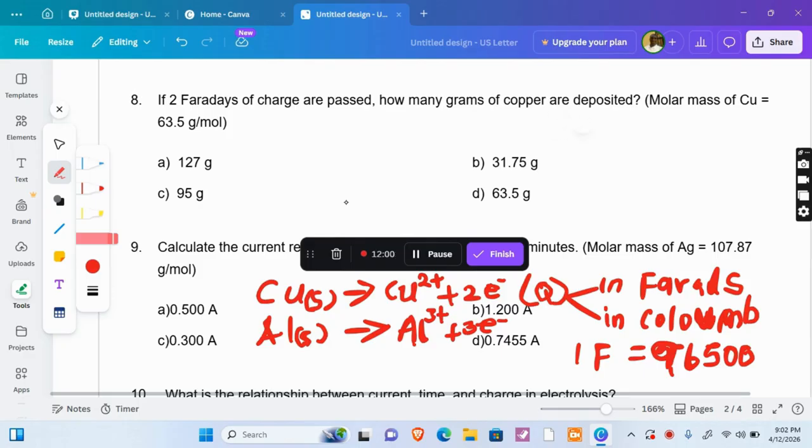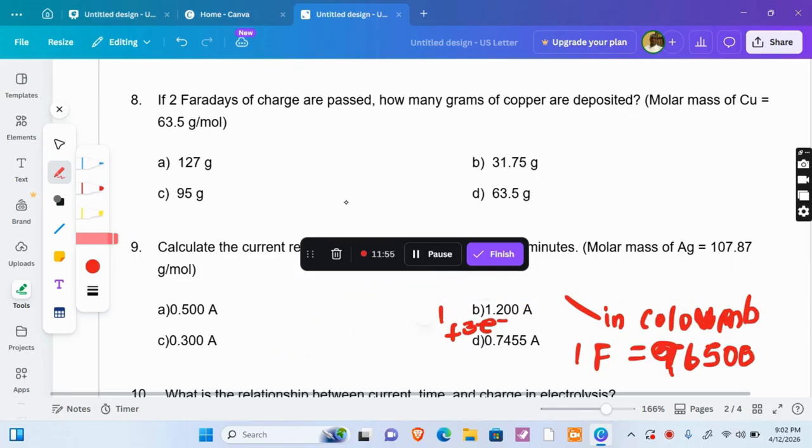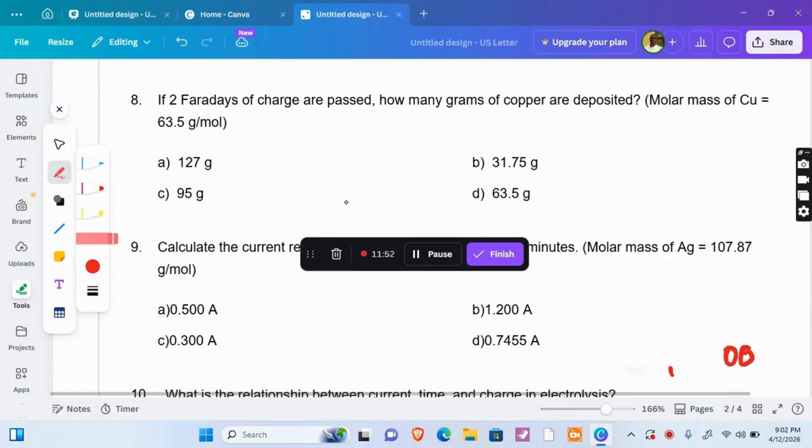And I know that to solve Faraday's laws of electrolysis, the second law applies more. So look at the question that we have here. First, I want you to know that when they give you a question on calculating Faraday's law of electrolysis, first you need to know the compound that is given to you and write the half reaction for the compound. For instance, look at this question. If 2 Faradays of charge are passed, how many grams of copper will be deposited?